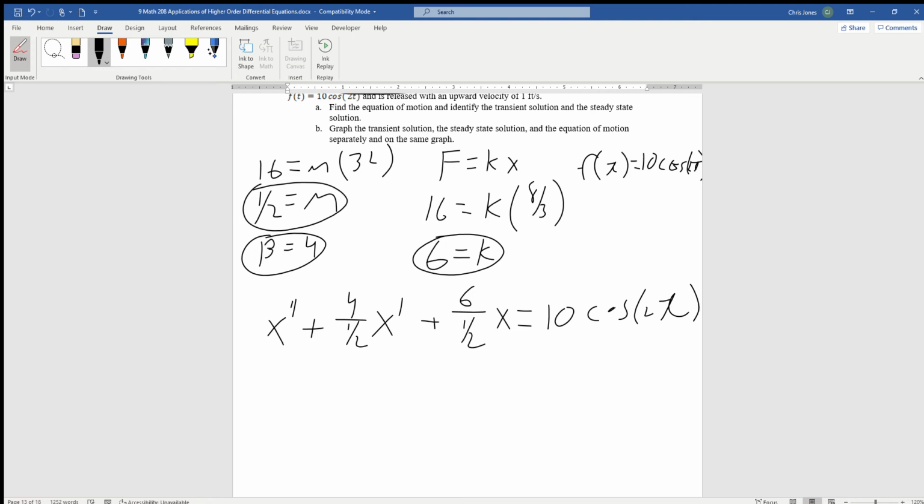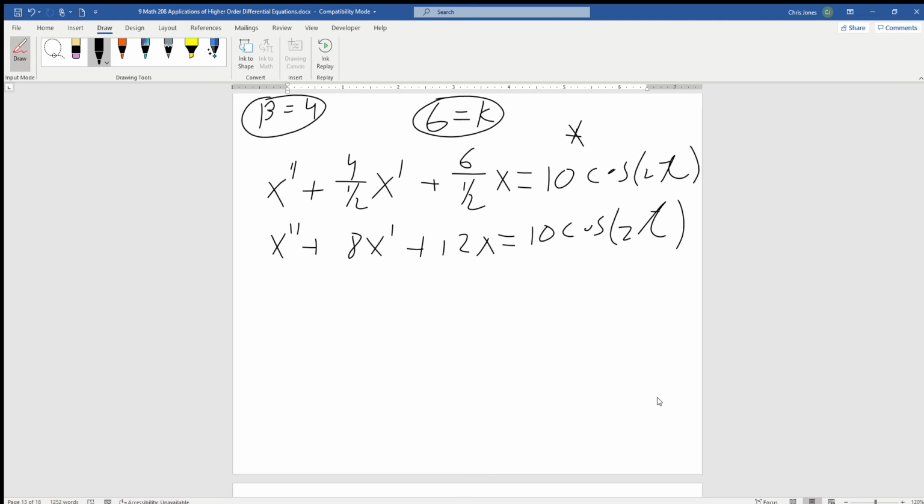And this is what's going to give us a little bit of trouble. We haven't seen an equation like this, because everything thus far has been the type where we have a homogeneous equation. Simplifying, x double prime plus 8x prime plus 12x equals 10 cos of 2t.